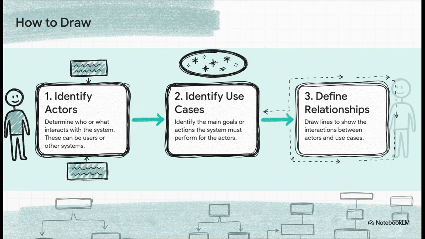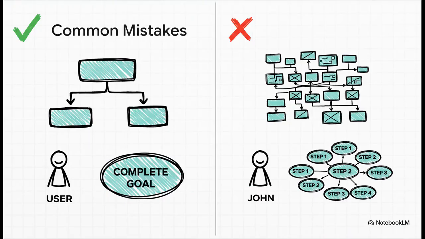That's it. And to save you some headaches, here are a few common pitfalls to watch out for. The number one mistake is adding way too much detail. Remember, this is a high-level map, not a step-by-step flowchart. Also, don't go crazy with include and extend. A simple association is often all you need. And please, always name actors by their role, like administrator, not a person's name like Bob. Finally, make sure your use cases are complete goals, like make a purchase, not tiny little steps like click button.